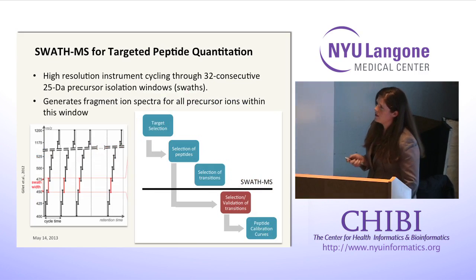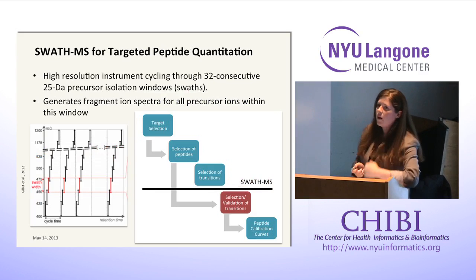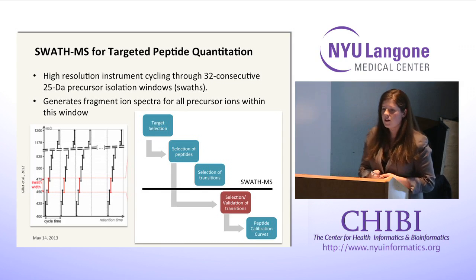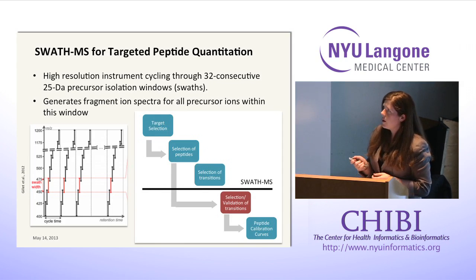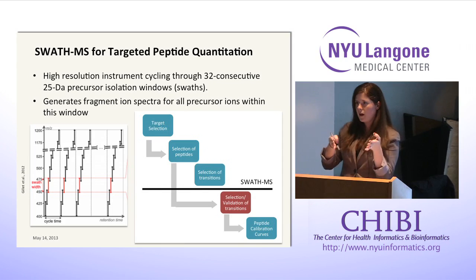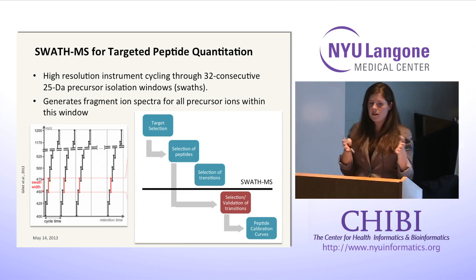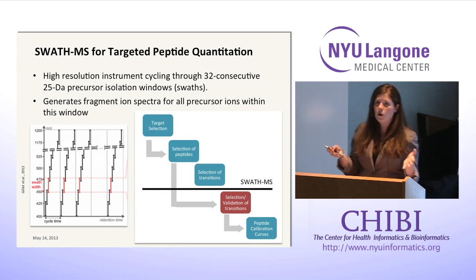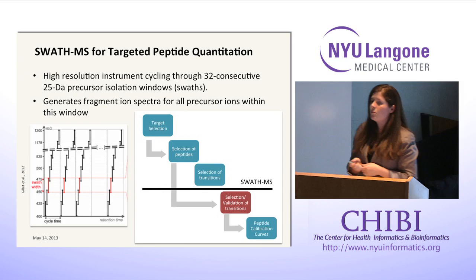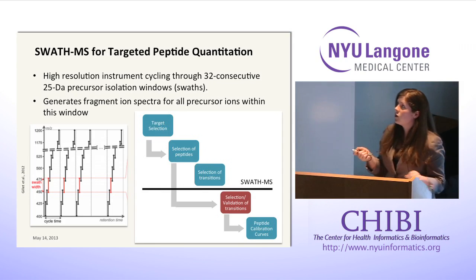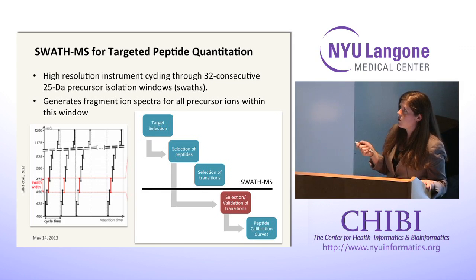So the last method I'll discuss is called SWATH mass spec, and it's really a new method for targeted peptide quantitation. It uses a high-resolution instrument, and instead of choosing that peptide in that first step, it just lets in 25 Dalton isolation windows. So it lets in a lot more potential interferences, but you can measure a lot more data at once. And it generates high-resolution fragment ion spectra for all precursors within that window.